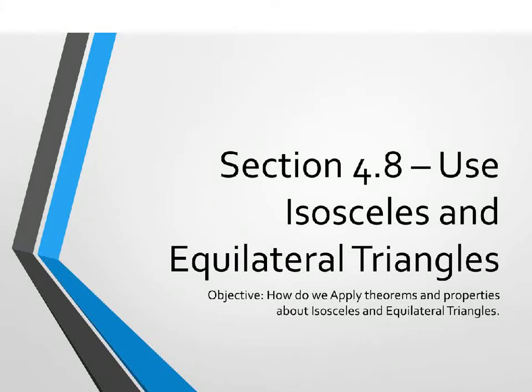Hey geometry class, this is our section on 4.8. This is our last section of the chapter too, so get ready for that test. What we're going to be doing in this section is learning a little bit more about these two types of triangles, isosceles and equilateral. There are going to be some theorems, and we're going to apply those theorems in some examples that I show you. Okay, so let's get started.